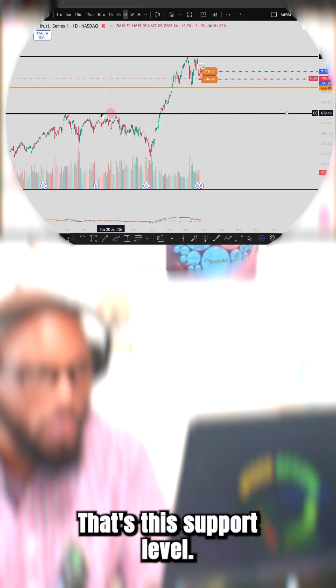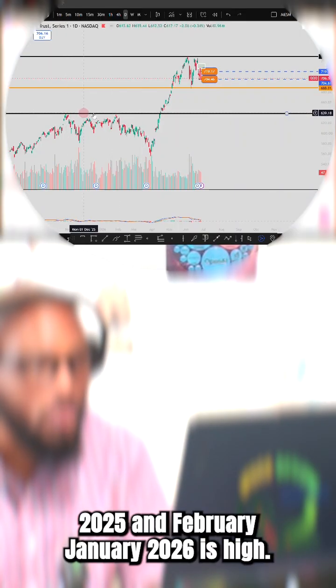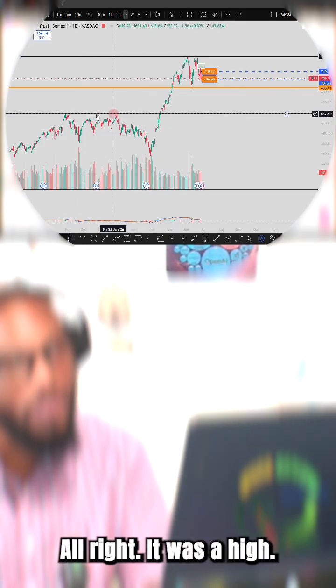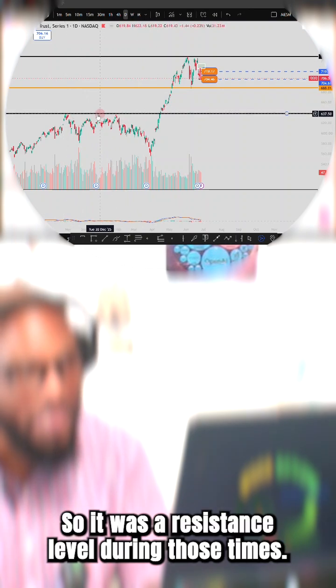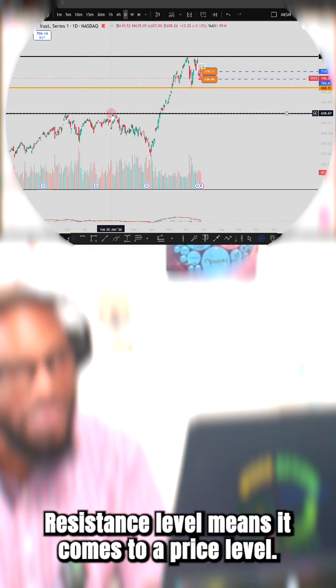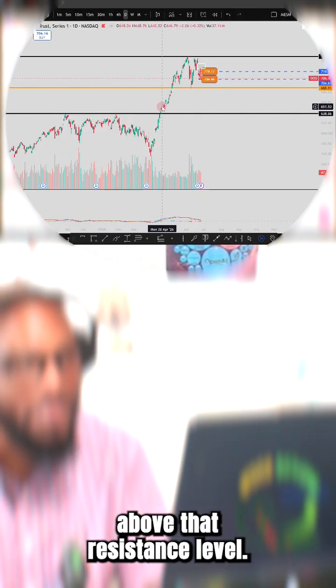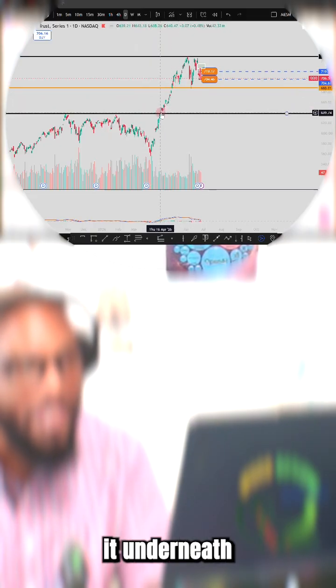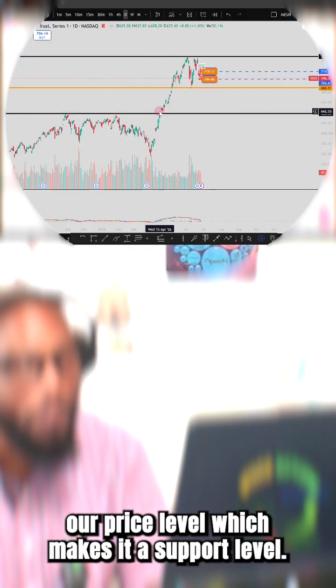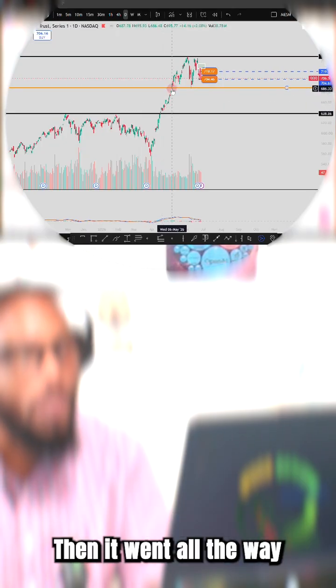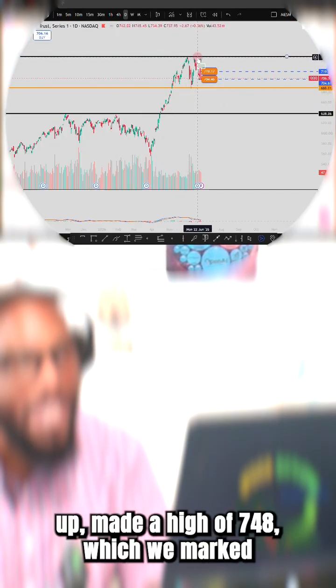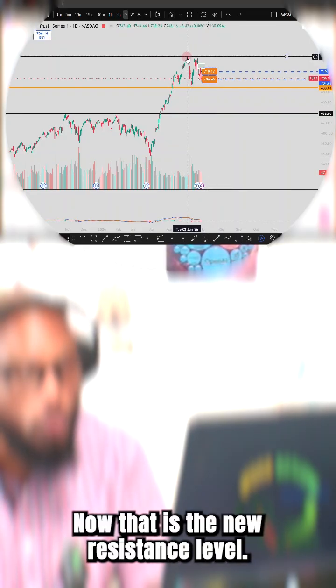That's this support level. It was October 2025, and January 2026 is high. All right, it was a high, so it was a resistance level during those times. Resistance level means it comes to a price level and rejects. And then from March 2026, it came and broke above that resistance level, and now since then it is underneath our price level, which makes it a support level. Then it went all the way up, made a high of 748, which we marked that level. Now that is the new resistance level.